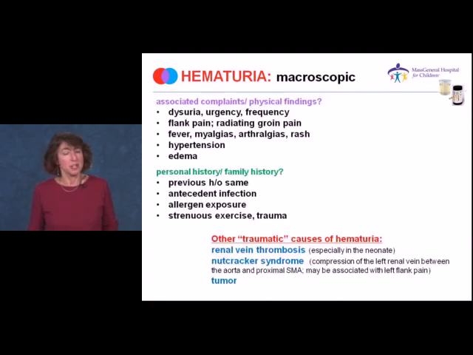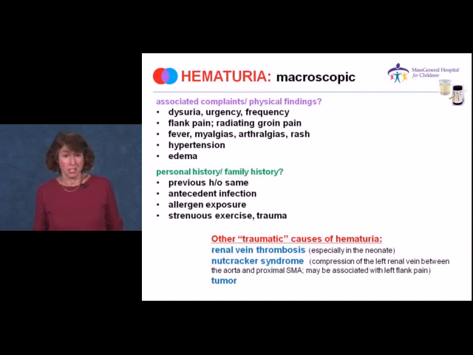Other kinds of traumas that aren't necessarily obvious but sort of fall into the category might be something, renal vein thrombosis is something that gives gross hematuria in the neonate particularly. There's an anatomic variation of the large vessel structure called nutcracker syndrome, where the left renal vein gets compressed between the aorta and the proximal SMA. And during that compression, you can have pain, flank pain, and you can have episodes of hematuria.